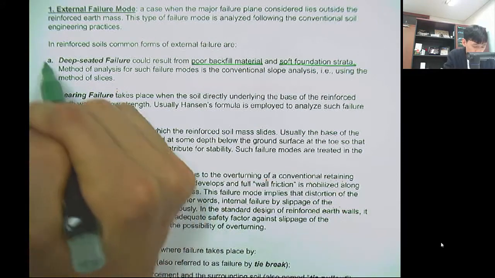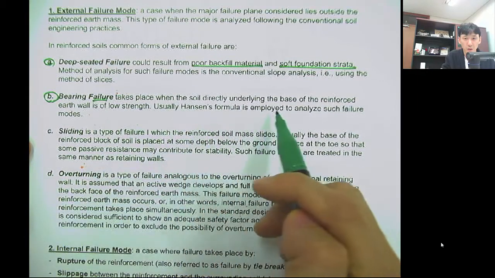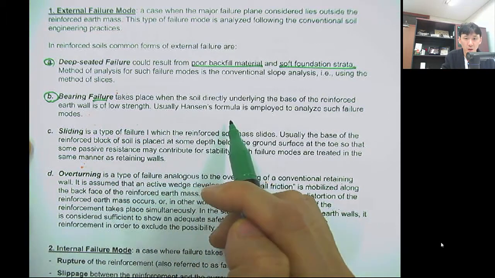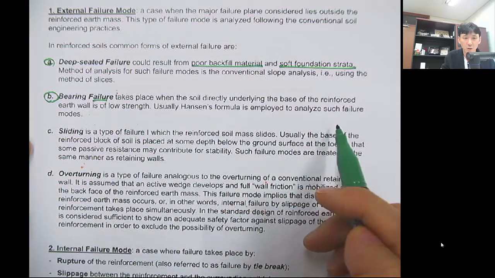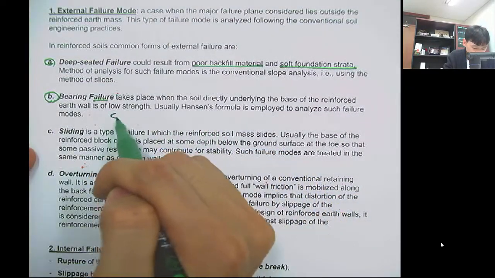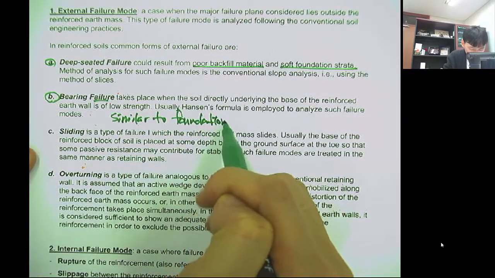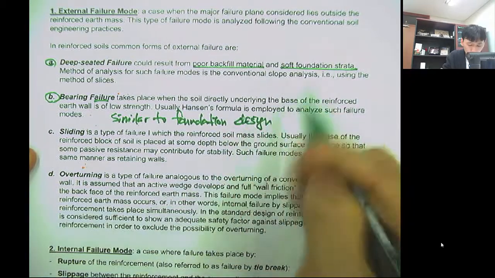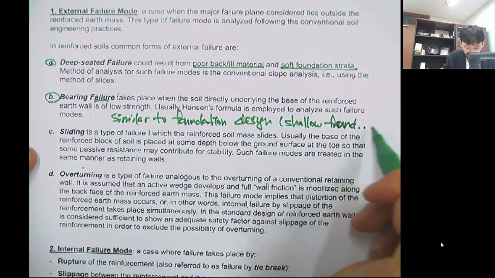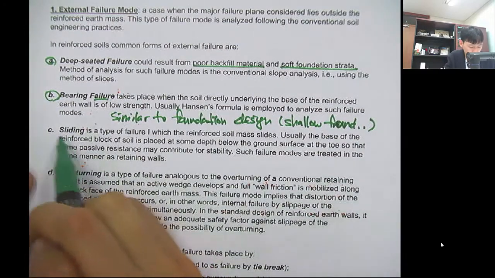The second is bearing capacity failure. This can take place when the soil directly underlying the base of the reinforced soil wall is of low strength. Usually Hansen's formula is employed to analyze such failure modes, similar to the design of a shallow foundation. And the third type is sliding.